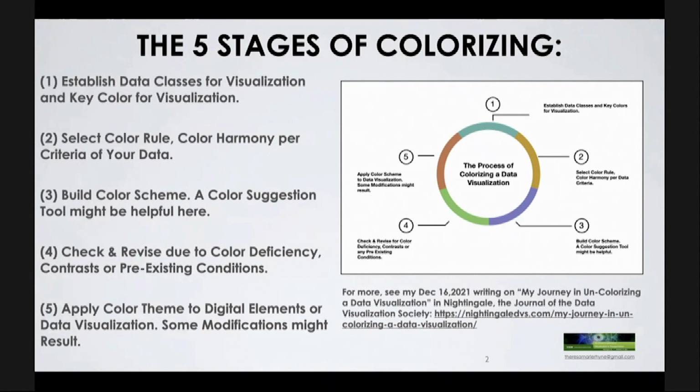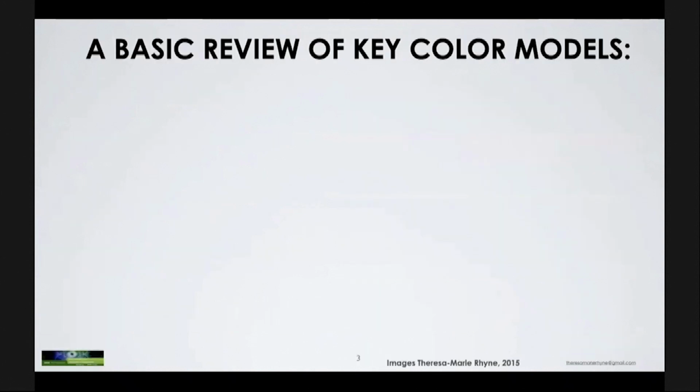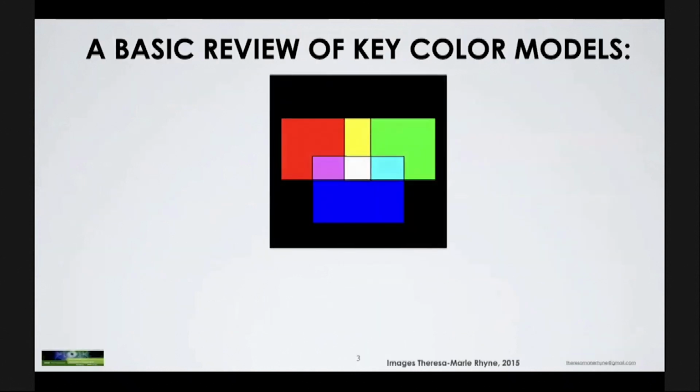Okay, I've come up with these 5 stages of colorizing data. Establish your data classes for visualization, select the color rule, build a color scheme, check and revise due to color deficiency, and apply your color theme to your digital elements or data visualization. You're going to see me walk through this several times, so you won't forget this. Right now, it may be new, but by the time I'm through, it won't be. All right, so let's start.